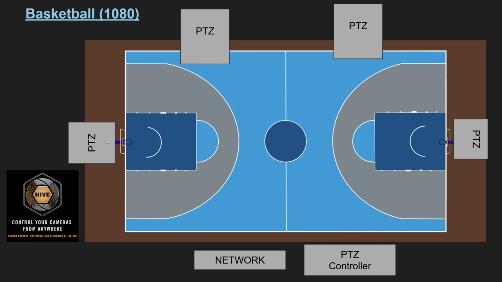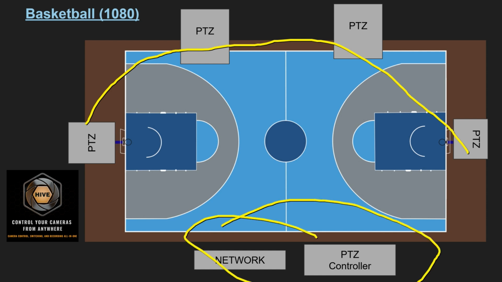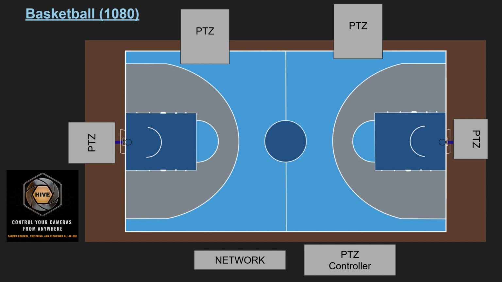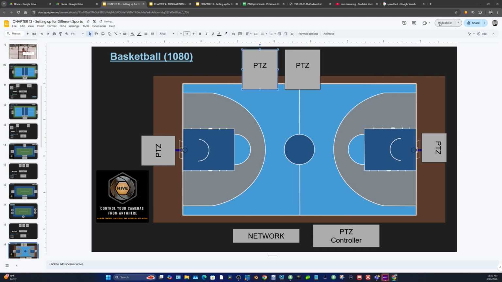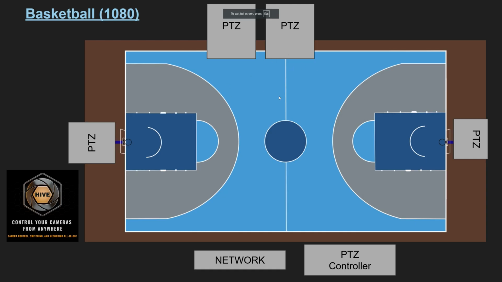Now in basketball, again, you'll always notice that we're showing all cameras on one side, right? There's no cameras over here. You might have your controller on that side or your network on that side, but all the cameras are on one side. One of the things that I need to update here, because I've done a little bit more testing, is always a center court camera, okay? Always a center court camera going back and forth.